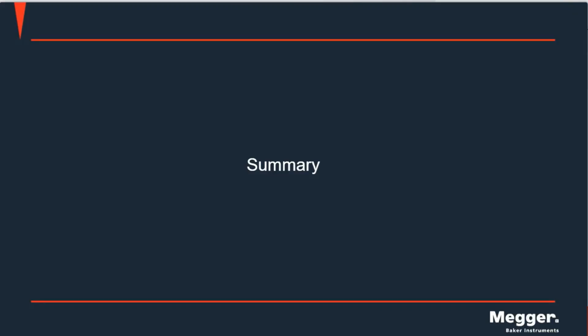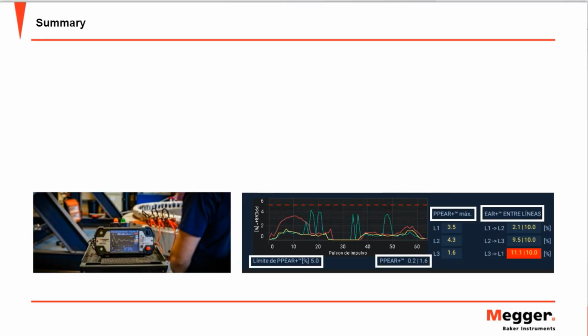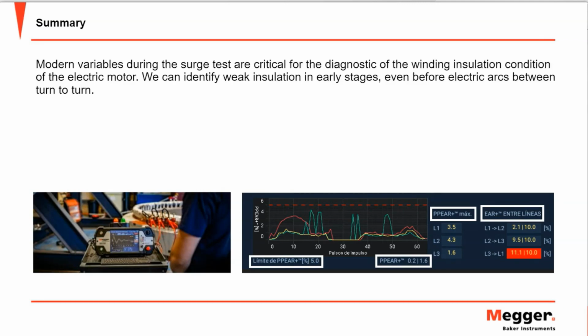As a summary of this presentation, the modern variables during the surge test are critical for the diagnosis of the winding insulation condition of the electric motor. We can identify weak insulation in early stages, even before the electric arcs between turn-to-turn. That is the new variable. This is the new information of our improved patent. So we have a better variable, a modern variable, as we call it, in order to identify problems of the windings.